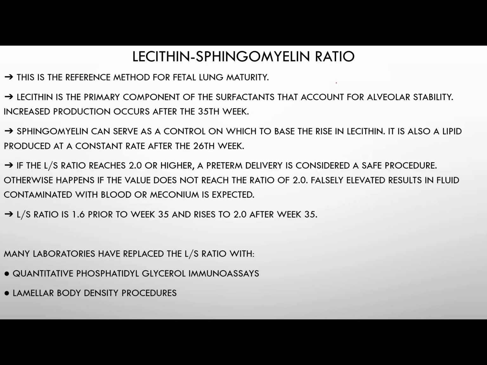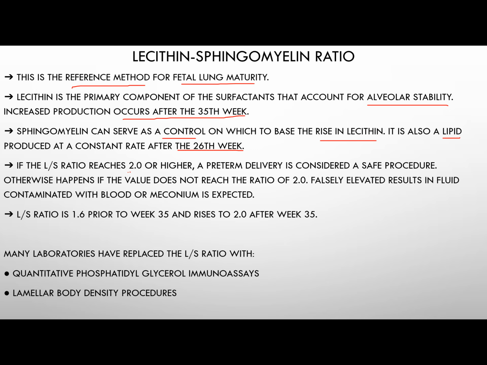So let's start first with the LS ratio. LS ratio is the reference method for fetal lung maturity. Lecithin is the primary component of the surfactant that would account for alveolar stability. Increased production occurs after the 35th week, while sphingomyelin could serve as a control on which to base the rise in lecithin. It is also a lipid produced at a constant rate after the 26th week.